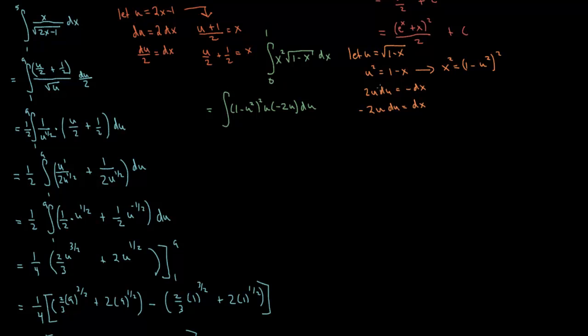Now let's see. I need to go back to my original substitution and say if I know that x is 0, then what is u? Okay. If x is 0, then 1 minus 0 is 1. Take the square root of 1, you get 1. So the new lower limit of integration is 1. Now my original upper limit of integration was 1, but if x equals 1, 1 minus 1 equals 0, square root of 0 is 0.